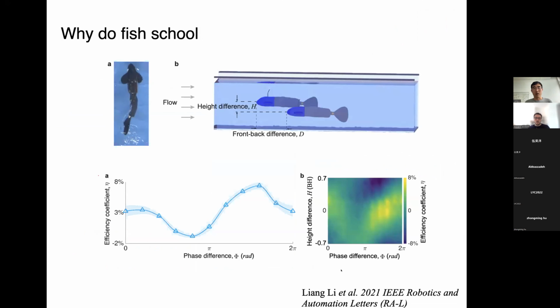All of those studies were conducted in 2D, and in nature, fish swim in 3D. So we wondered what is the effect of 3-dimensional formations on the energy cost of the follower. In this case, we controlled the height difference between two robotic fish and also controlled the phase difference. And we find a simple V shape between the height difference and the phase difference.